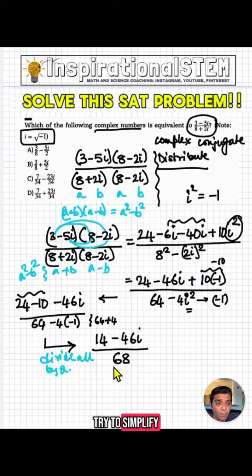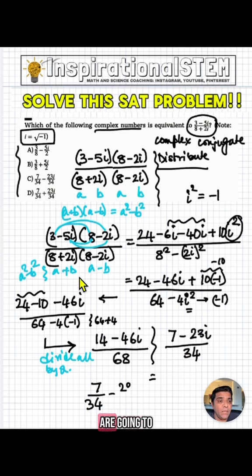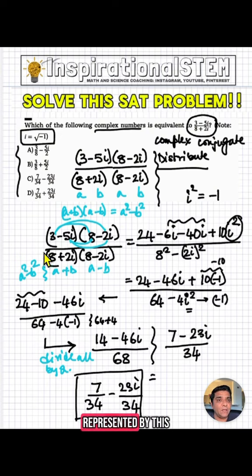Now we're going to simplify a little bit by dividing the whole expression by 2. So we get 7 minus 23i divided by 34. The answer form is in the split up form, so we are just going to write it in that form: 7 divided by 34 minus 23i divided by 34. So that is our final answer, and it is represented by answer choice C right here, 7 divided by 34 minus 23i divided by 34. So that is our final solution.